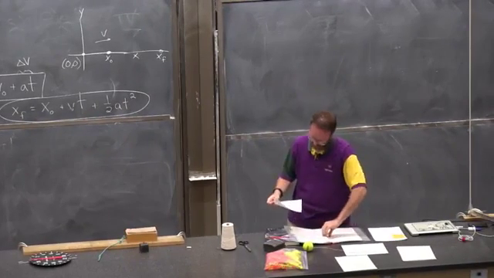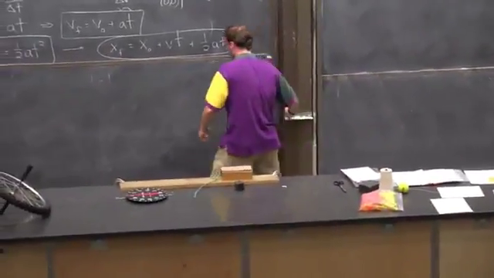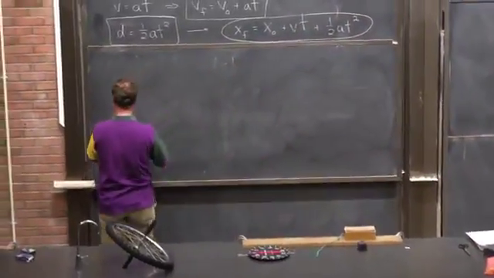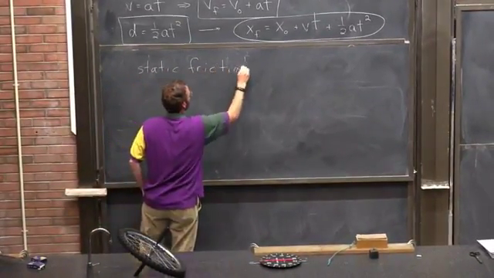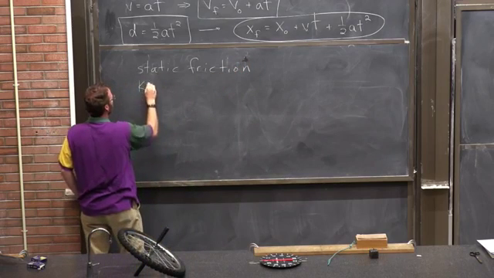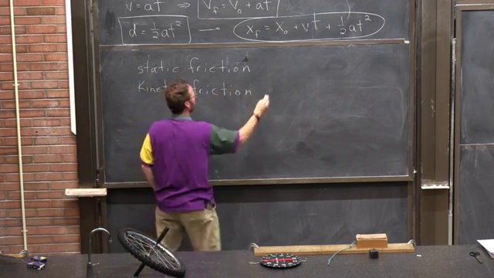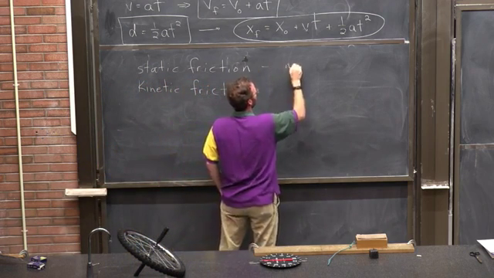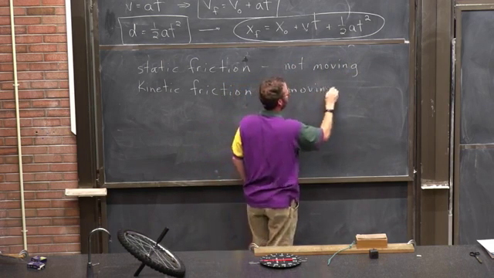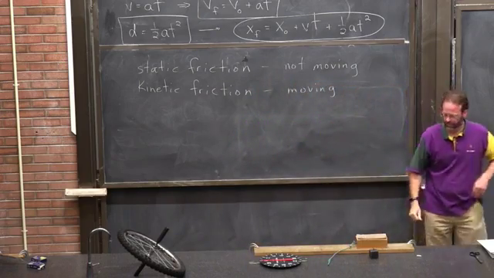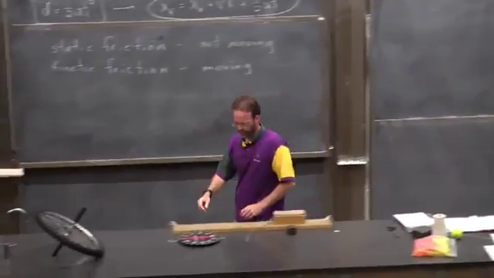Friction. I want to do a little more with friction. So we keep mentioning that. There's two types of friction. Static friction, and the other one's called kinetic friction. This one is obviously not moving. This one is. They can have different values. And let's see if I can demonstrate that.